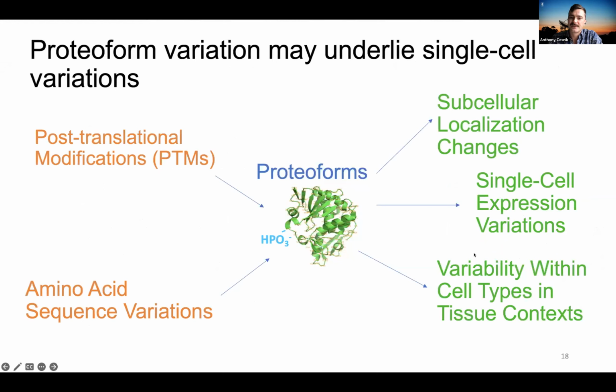Yeah, so I'll tie back to this a bit. That proteoform variation, I think, underlies single cell variations. It induces subcellular localization changes. There are translocations as the result of phosphorylations, and it changes single cell expression. And I think that a lot of the variability that we see in tissue context is largely the result of proteoform variation for each individual protein.